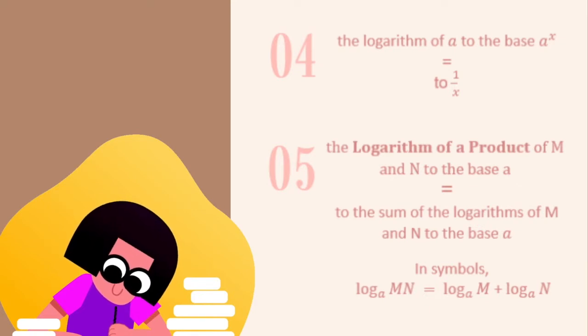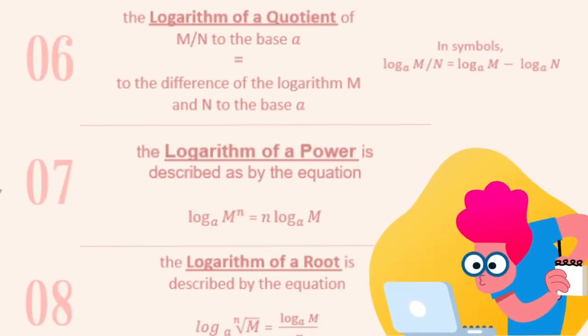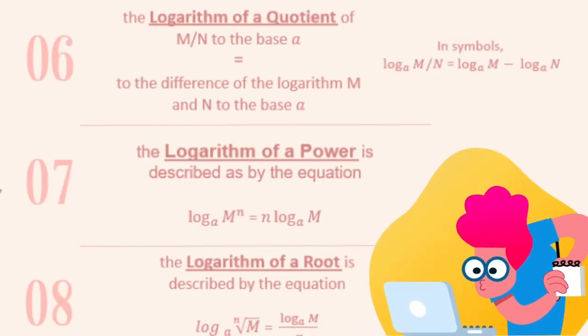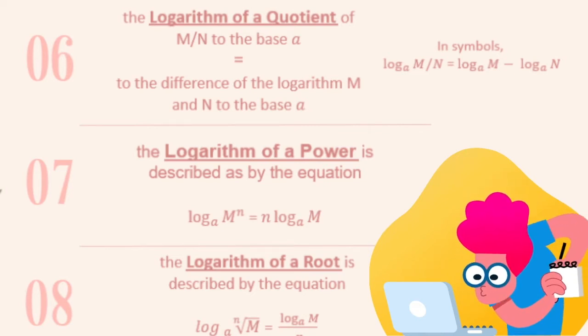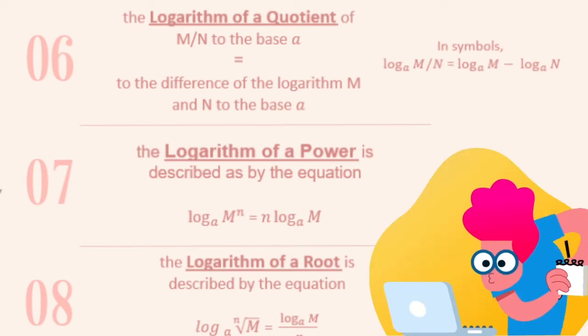5. The logarithm of a product of m and n to the base a is equal to the sum of the logarithms of m and n to the base a. 6. The logarithm of a quotient of m divided by n to the base a is equal to the difference of the logarithms of m and n to the base a.